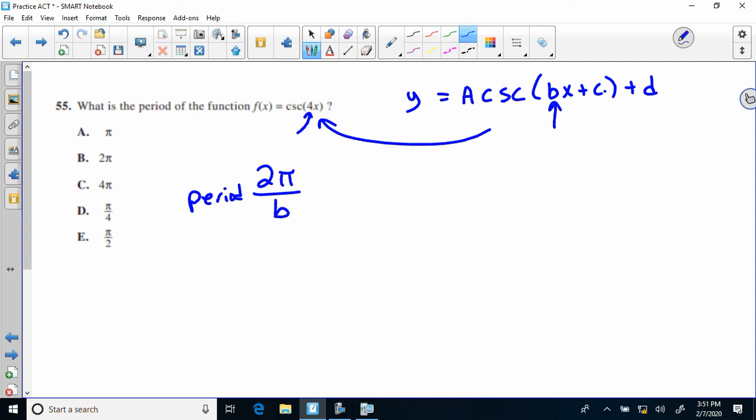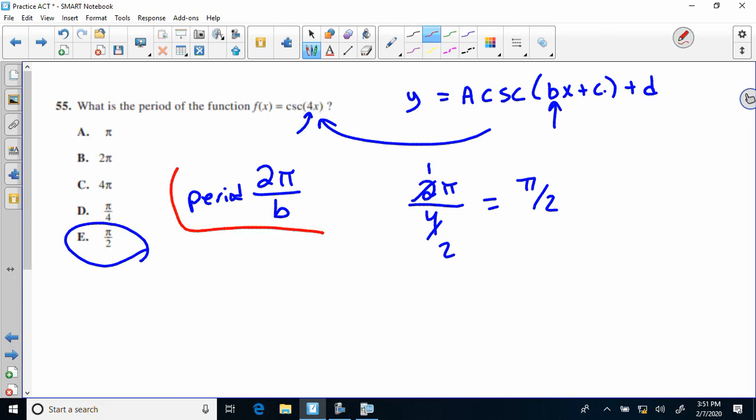The b is going to be, in our case, 4. So it's 2 pi over 4. And you can reduce that. 2 and 4 reduce. It'll go into itself once and twice, and you're going to get pi halves, which is e. So again, not a hard problem. It's do you know the formula for the trig function? The period is 2 pi over b, or 2 pi over 4.